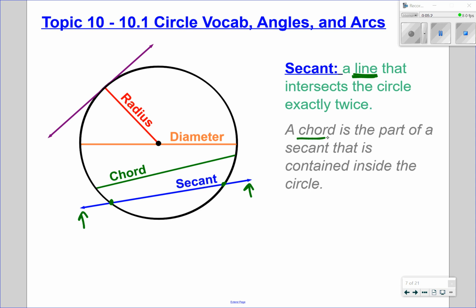A chord is a part of a secant that is contained within the circle. So this chord that we drew up here, the green line, if I was to extend it out, I could make it a line, which would then be a secant. But this piece right here that's inside the circle, that is the chord, and if we extend it out and actually make it a line instead of a line segment, then we call it a secant.